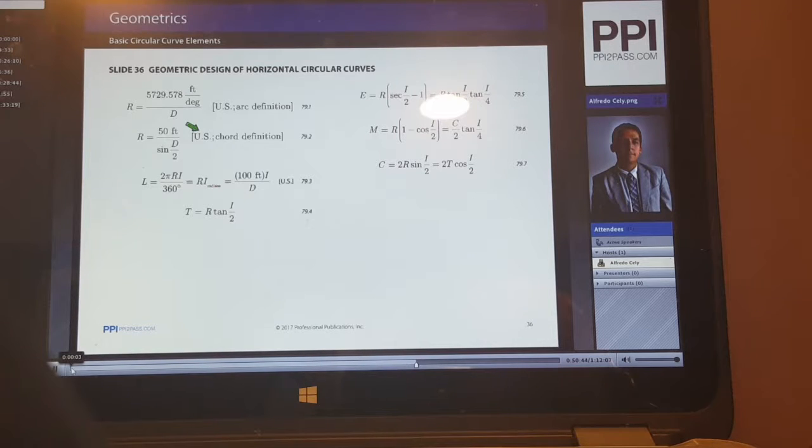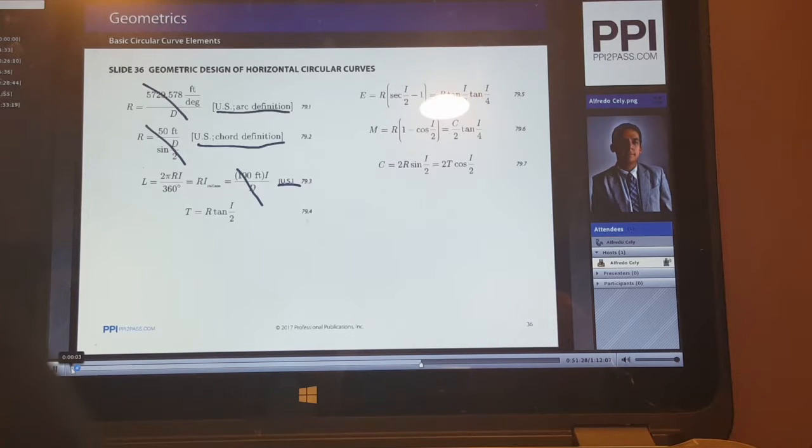So guess what happens to your equations if you're given information for a horizontal curve in the metric system? You can't use that one. You can use that one. You cannot use that one. Then you can use this one. Now, if you want to use these equations, you may want to convert the units into feet, into the US system, and then use these equations, and then convert back to the metric system at the end.